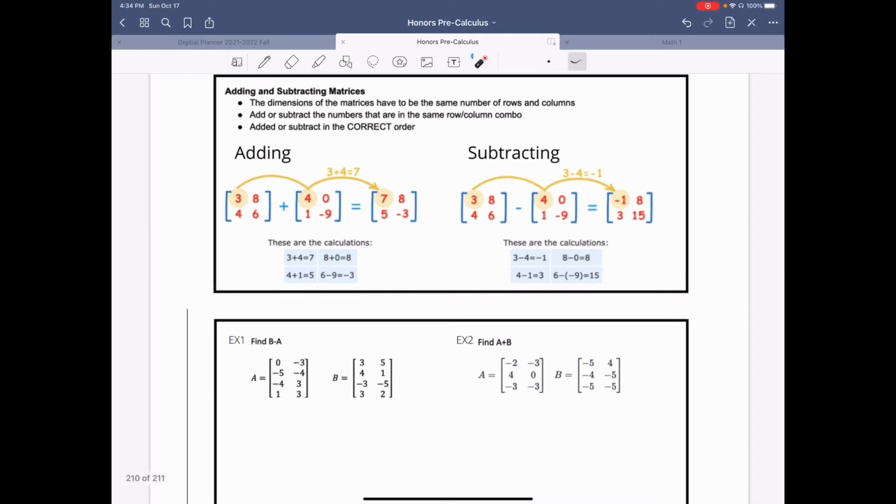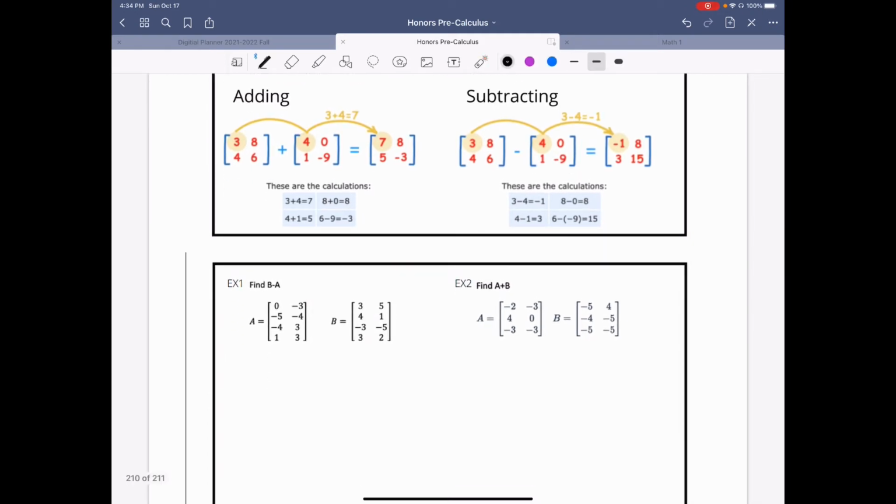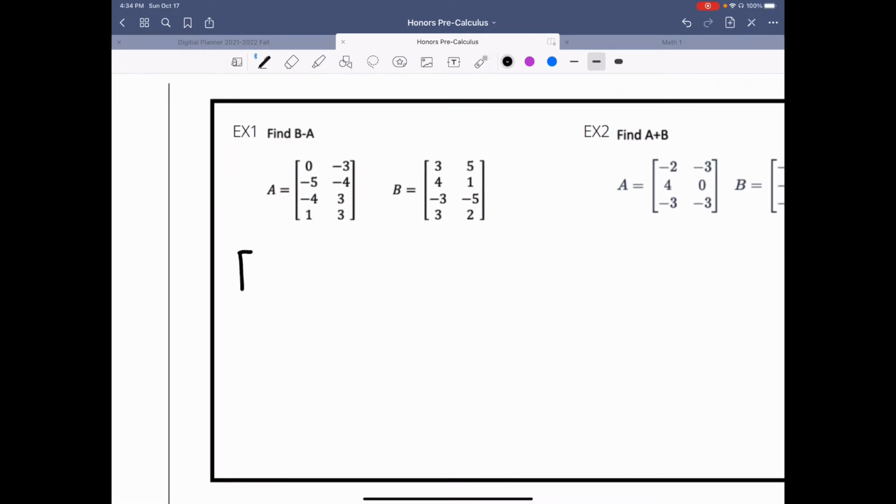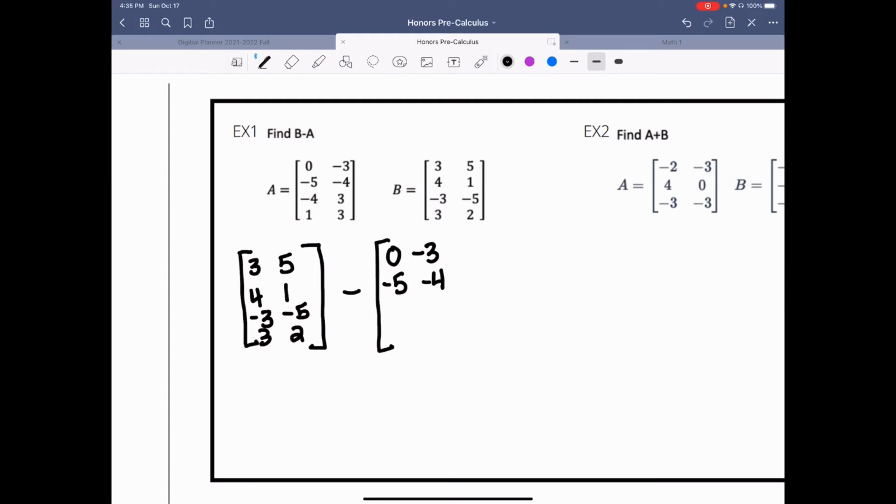So let's do a few examples. For this example, it's asking me to do B minus A. So we've got to make sure that we do it in the correct order. So I'm going to be subtracting the B matrix and the A matrix. If you did not subtract it in the correct order, then of course that's going to give you the wrong answer because you would be subtracting backwards.